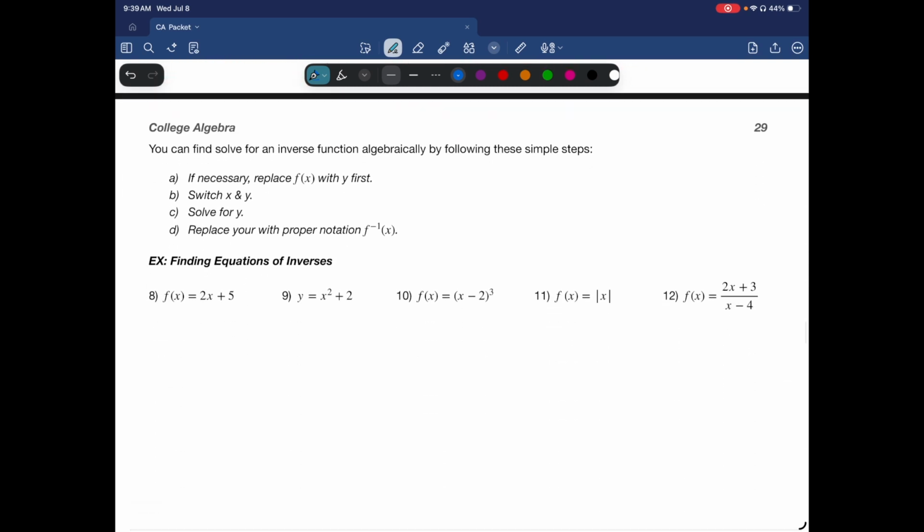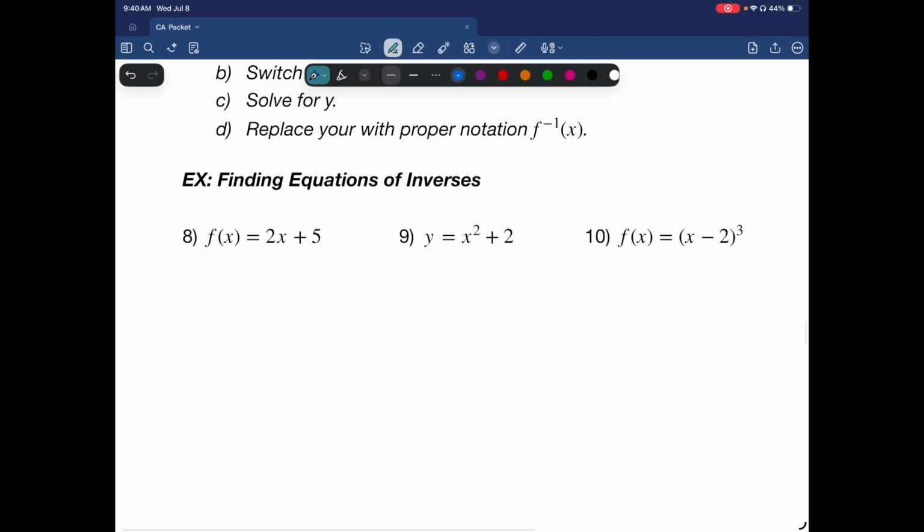So on 6 and 7, we were given 2 functions and showed whether or not they were inverses. But what if I'm just given one function? How can I find its inverse? Well, here are the rules for that. I'm going to replace f of x with y first, switch x and y, solve for y, and then replace it with proper notation. So let's actually put it in practice.